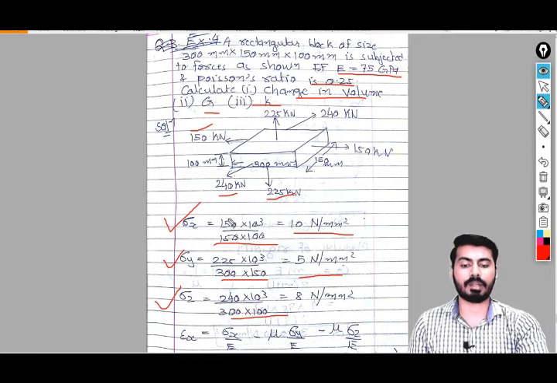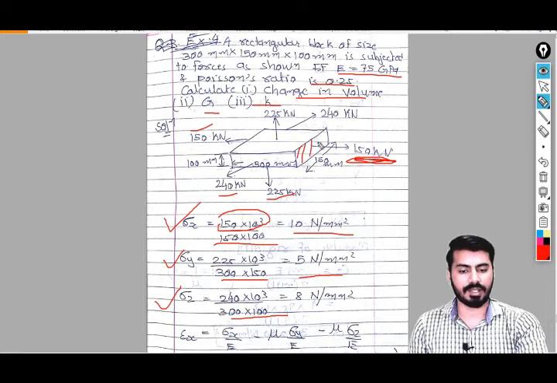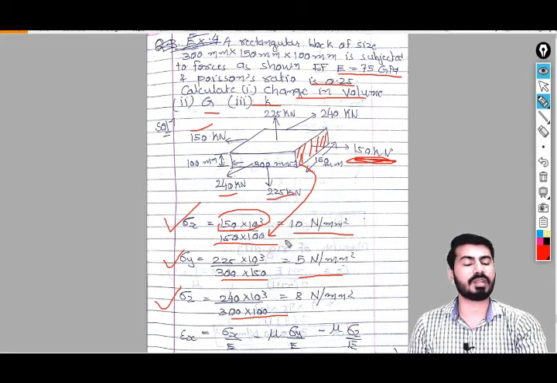Let's say we are talking about the 150 kilonewton force. Where is the 150 kilonewton force? This one. If this is the 150 kilonewton, the area which is perpendicular is this one. Then you need to put this area into the equation over here. Okay, so we have written 150 into 100.